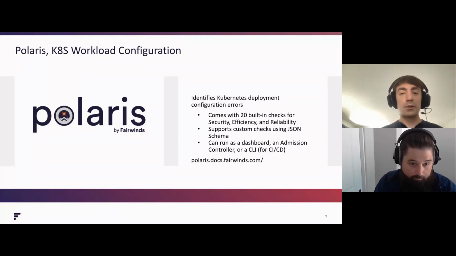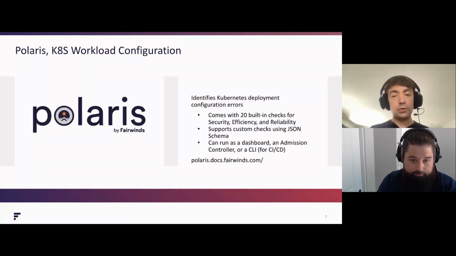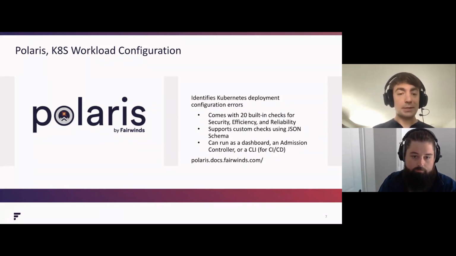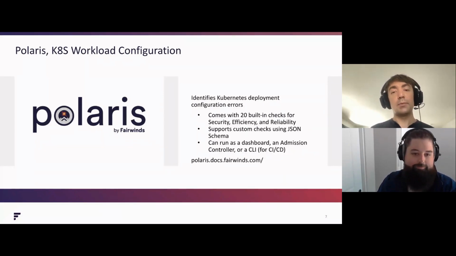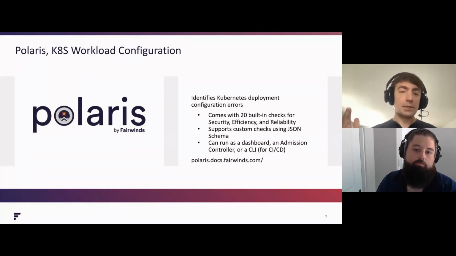And Polaris can run in 3 different modes. It can run as a dashboard looking at the resources in a live cluster. It can run as an admission controller, basically serving as like a bouncer for your cluster and rejecting any resources that would break your policies. Or it can run as a CLI so that you can audit your infrastructure as code at PR time and basically stop PRs before they break anything.